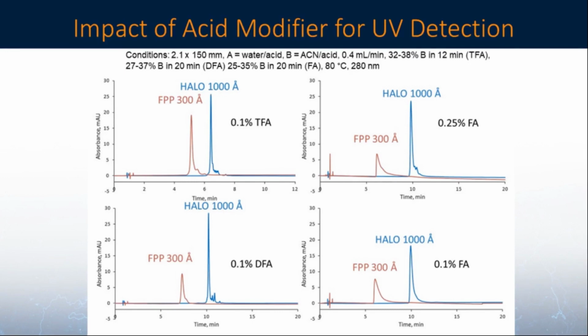In these panels, we have compared to a 300 angstrom fully porous particle column, again using trastuzumab and UV detection at 280 nanometers. Both columns are C4 stationary phase. We have adjusted the gradient conditions so that the retention times are comparable across the three different acid modifiers. The top left panel shows the results with 0.1% TFA.